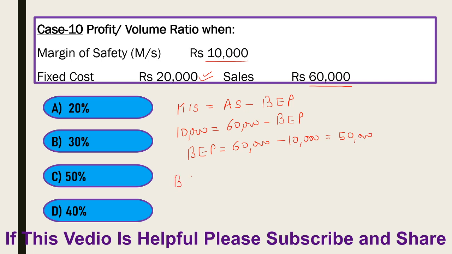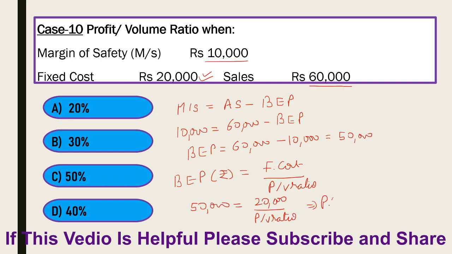When we put this value in our break-even point formula, which is calculated with the help of fixed cost divided by PV ratio, here the break-even point is 50,000, our fixed cost is 20,000 rupees, and the PV ratio we have to find out, then our profit volume ratio here is 20,000 divided by 50,000 into 100. So our profit volume ratio here is 40%, which is option number D.